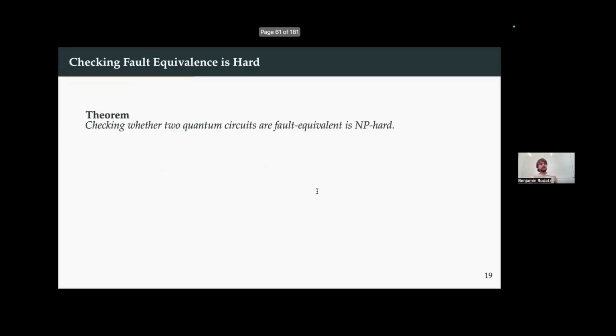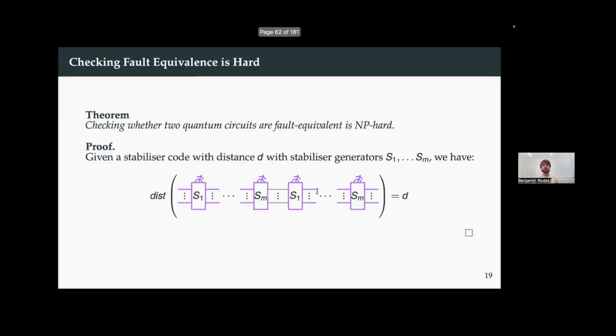Well, one of the first things you might notice is that for any fault combination of up to some weight on the left-hand side, we have to check all fault combinations up to some weight on the right-hand side. That's a lot of checking that you have to do. And more formally, we can say that checking whether two circuits are fault equivalent is at least NP hard. Formally, we can reduce this to calculating the distance of a stabilizer code, which is known to be NP hard. So even just checking whether two circuits are fault equivalent is very difficult.